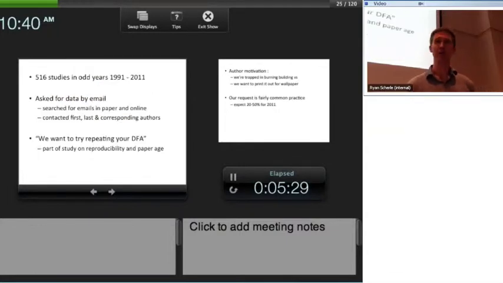So we found 516 studies in the odd years between 1991 and 2011, and we asked for data by email. We found emails in the paper and online. We couldn't rely just on the paper, because papers from 1991 had no email addresses. Papers from 2001 had email addresses in, but chances are they were all defunct, and 2011 would probably have up-to-date email addresses. So to control for that, we searched online as well for 5 minutes for each of the corresponding author, the last author, and the first author. And we asked them, we are doing a reproducibility study, and we want to try to recreate your discriminant function.